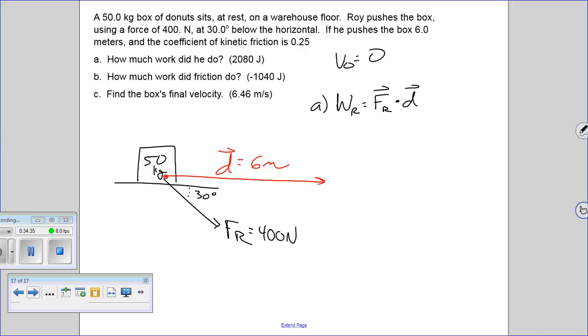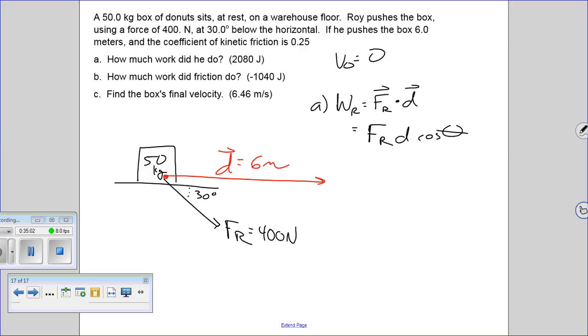Okay. So for us, the force of Roy, well, so I guess let's do this. That's F, force of Roy, times the displacement, times the cosine of theta, right? Make sure you've got the right angle. Yeah? And that's exactly what it is. And I was going to show it that way in a minute. So yeah, you're like 10 seconds ahead of me.